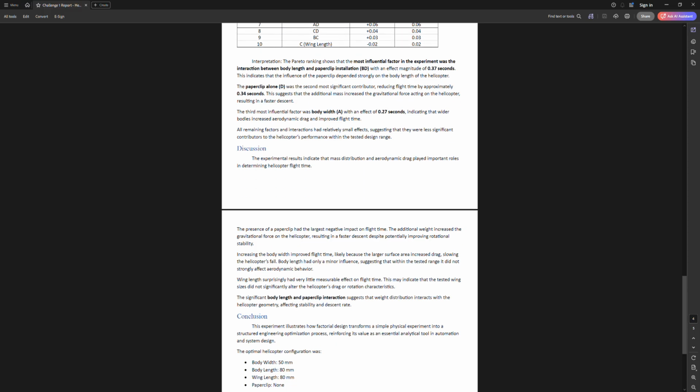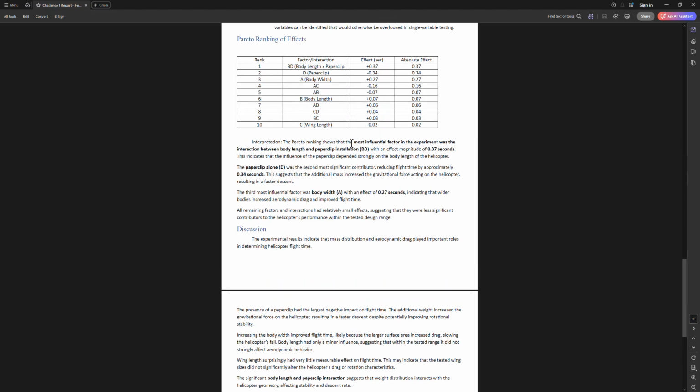To conclude, we did the Pareto analysis up here. The second largest factor was paperclip. The largest contributor was the interaction between body length and paperclip installation. From an engineering perspective, I think helicopter performance is influenced by aerodynamic drag, center of gravity, stability, and mass distribution. So I think balancing all these physical characteristics is pretty crucial when you're trying to optimize the helicopter design.